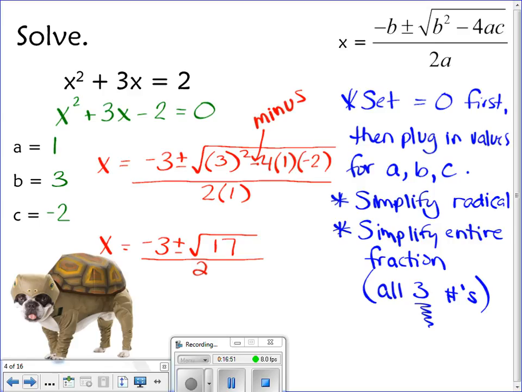So we're still on the simplify the radical step. So I simplified it to here. Can I do a factor tree on 17? No, so there's nothing else I can do. Next is to simplify your entire fraction. And I wrote all 3 numbers.